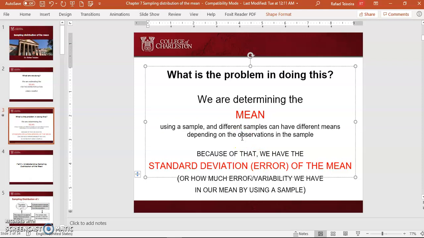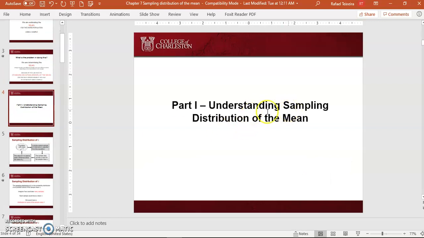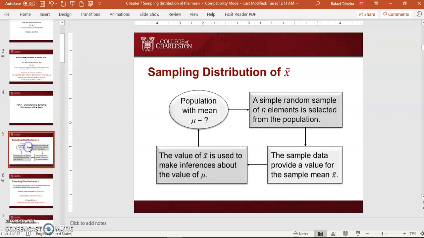Again, the idea here is you have a population, let's say all students in the School of Business or all students in the College of Charleston, and we want to select a sample. I can select a sample, you can select a sample, another person can select another sample, and there are different samples about the same population, so you can have different means. This is the reason we have some variability of the mean, and this is where the standard deviation of the mean takes place. Okay, so let's move on to understanding the sampling distribution of the mean.